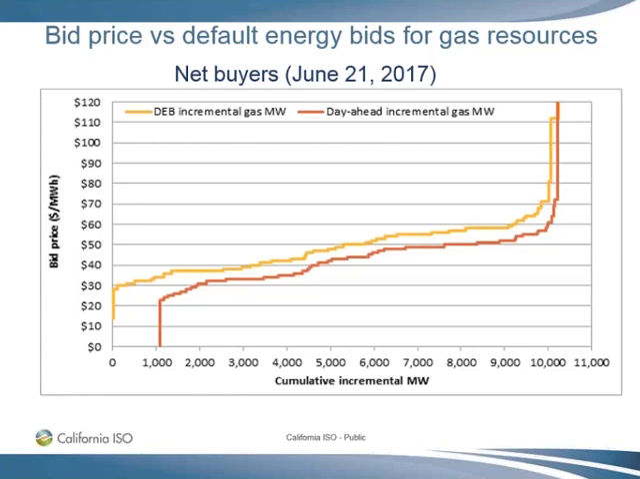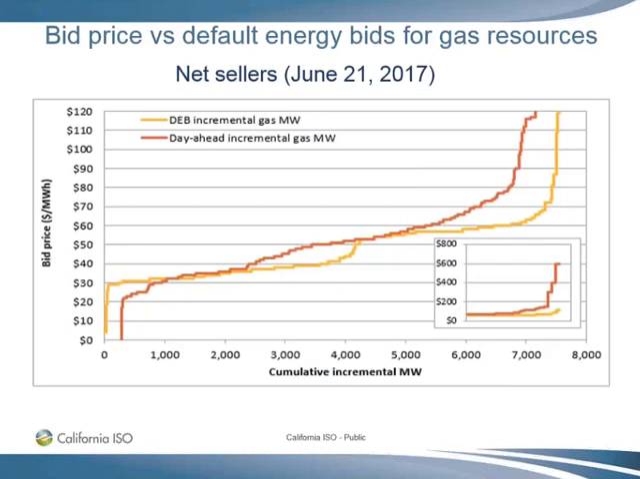We were looking at a difference between the bidding behavior of net buyers and net sellers. What you see in general is that net buyers are bidding in below their default energy bids. That's their reference price. And this is for gas resources only. And net sellers are bidding in above their default energy bids and reference prices.